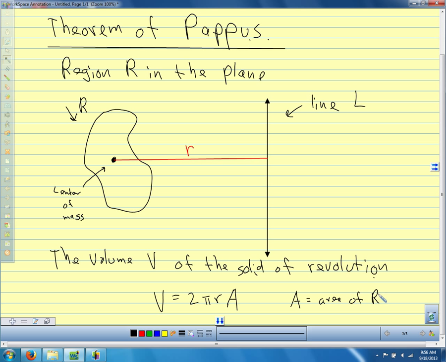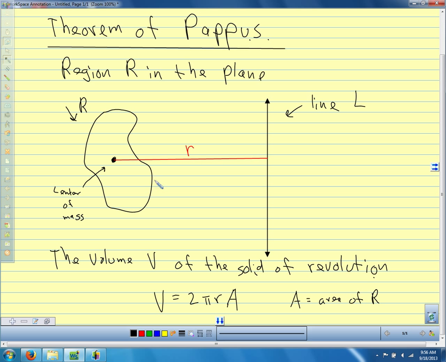So if we have some complicated region, we can find the volume. Yes? It will not be tested directly, I'll put it that way. But it's a nice little thing to know.